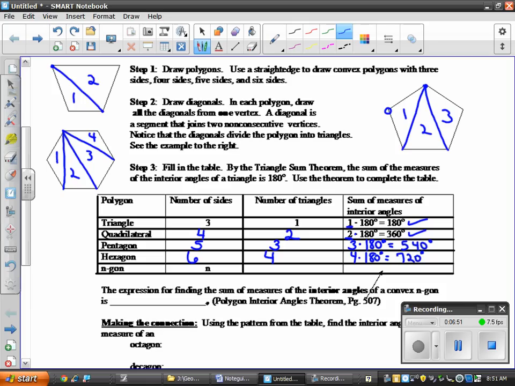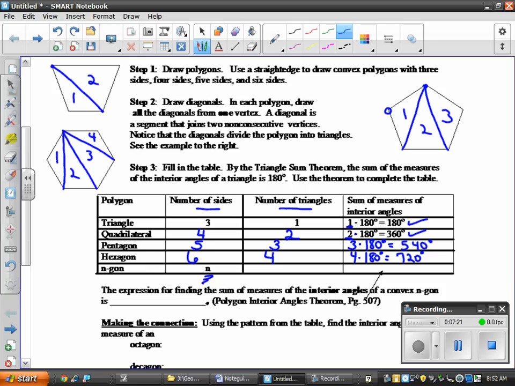Now, this is where we're looking at the table and trying to see the pattern, and we're going to generalize it to an n-gon, any sides, not just a 3-side, 4-side, 5-side, 6 sides, but any sides. So that's why we have an n right here, because that represents any number of sides. And notice what's happening from the number of sides to the number of triangles. You go from 3 to 1, then from 4 to 2, from 5 to 3, 6 to 4.